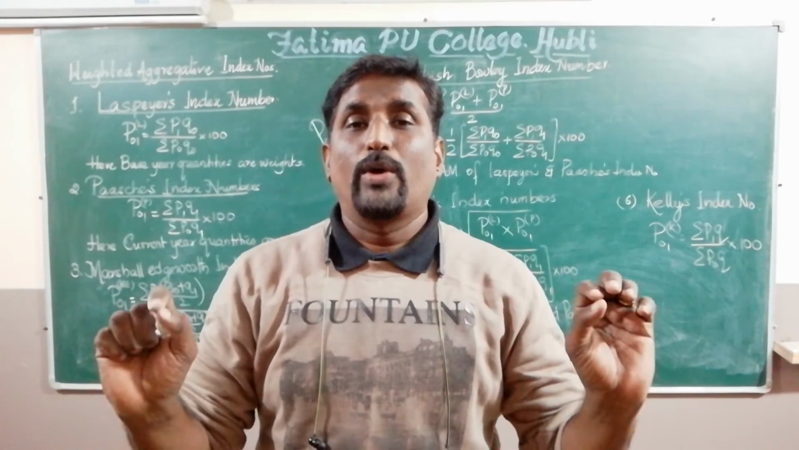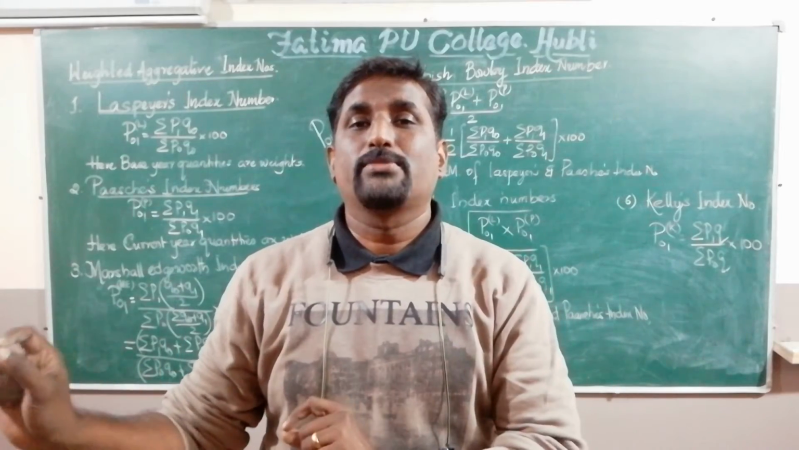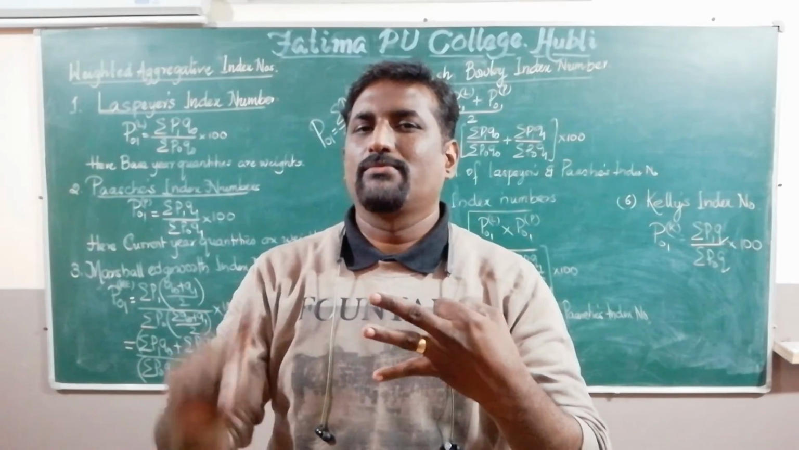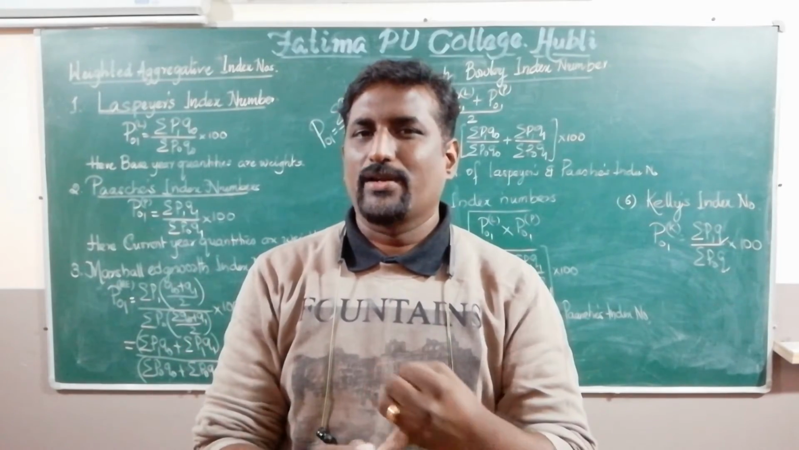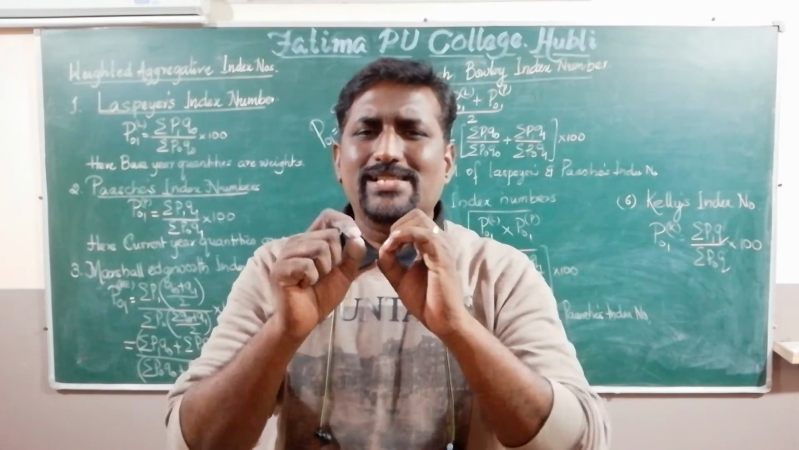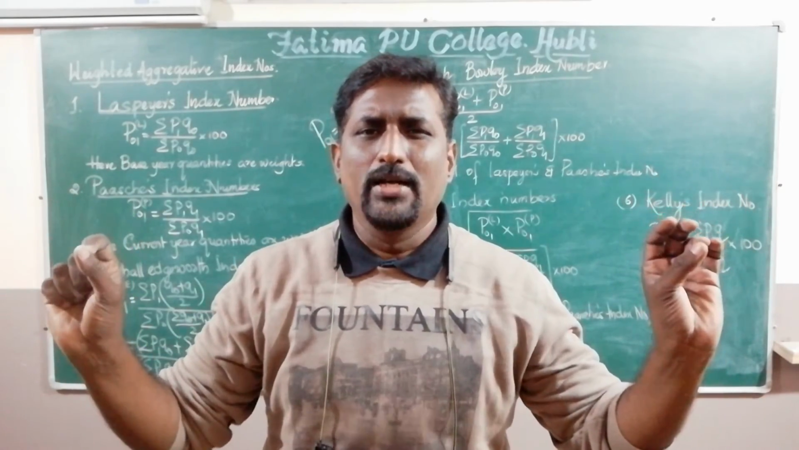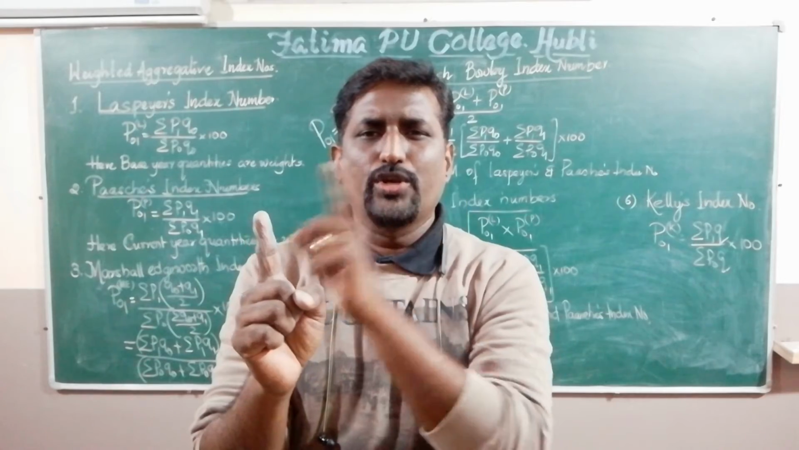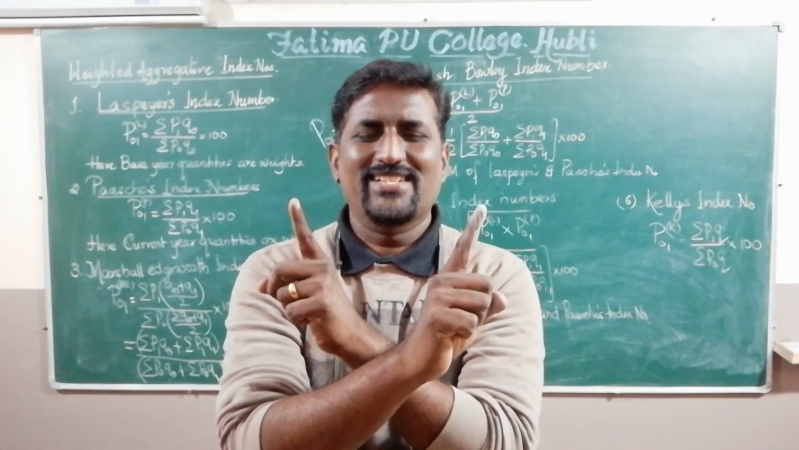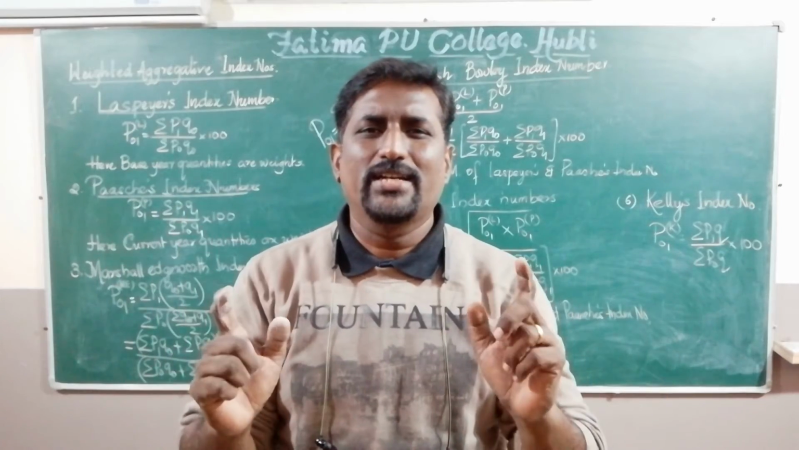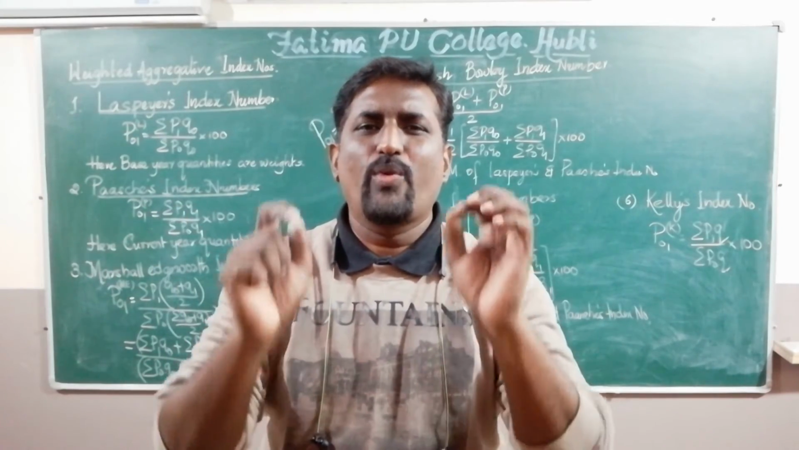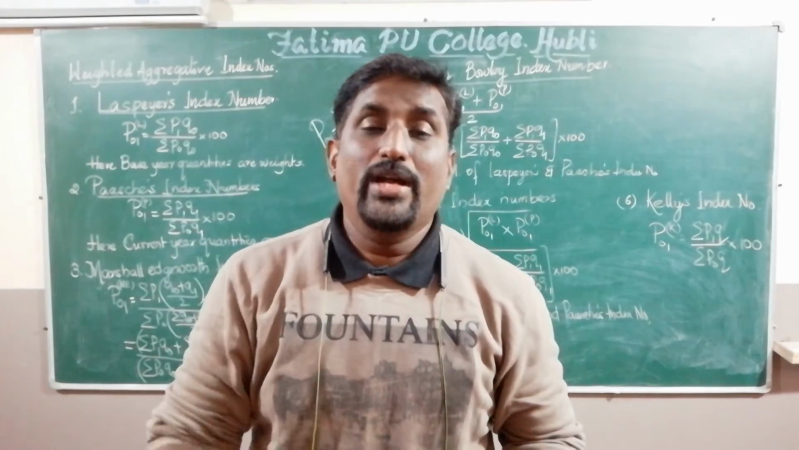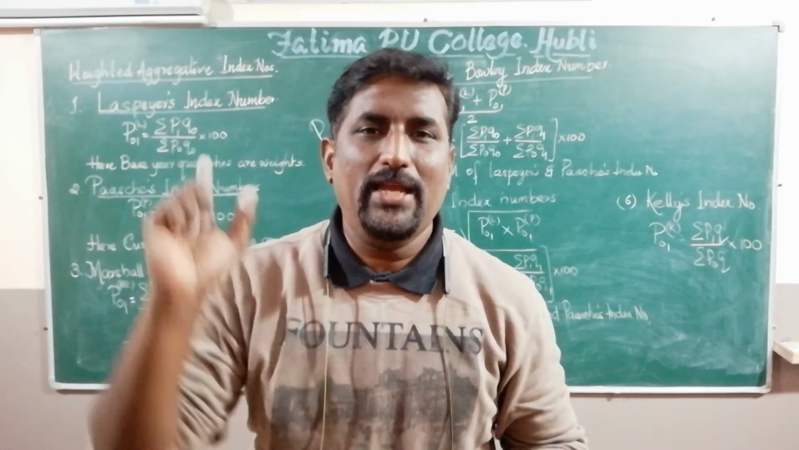Now, if I ask you one question, how many types of index numbers are there? There are 3 types. What are the 3 types? Price index number, quantity index number, value index number. We learned about price index number. Now how to do quantity index number? Very simple, students. For quantity index number, we only have to interchange P to Q, Q to P. In all the formulae we have studied, if they ask you quantity index numbers, wherever you find P, you replace it by Q, and wherever you have Q, replace it by P.